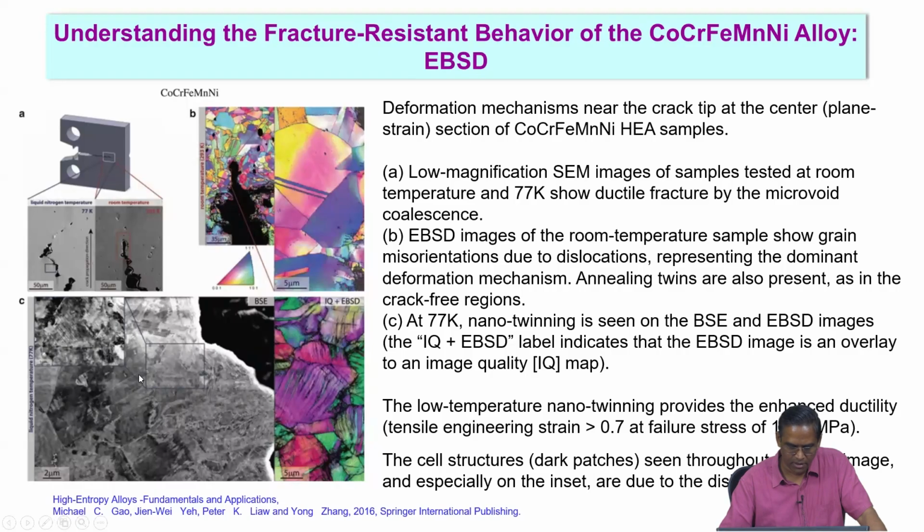The cell structures, that is the dark patches shown in this zoomed region, seen throughout the BSC image, especially on the inset, are due to the dislocation activity.